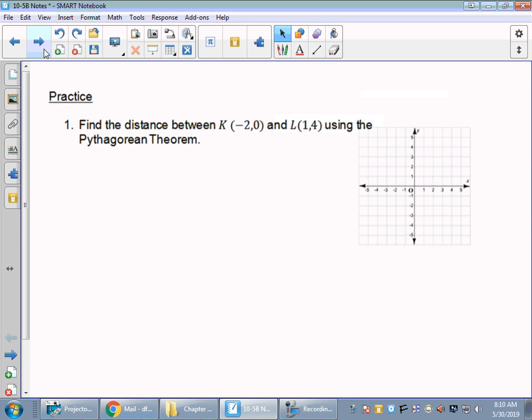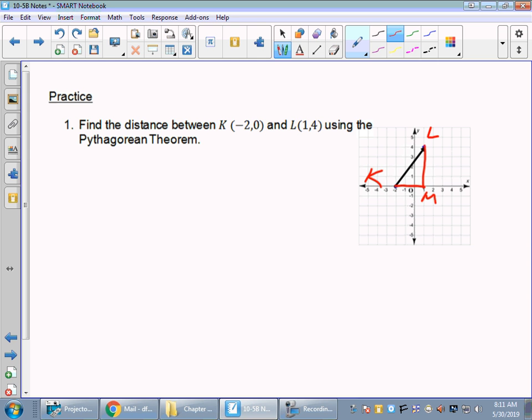Okay, so let's go ahead and find the distance between K and L using the Pythagorean theorem. So if we graph these real quick, you got K at (-2, 0). That's right there. And you got L at (1, 4). That's right there. So if we drew a line between those, it would be like here. Okay. So finding the distance, one thing we could do is make a right triangle if I just draw a straight line here from point L down here, and then another straight line across. Let's just label that point M.